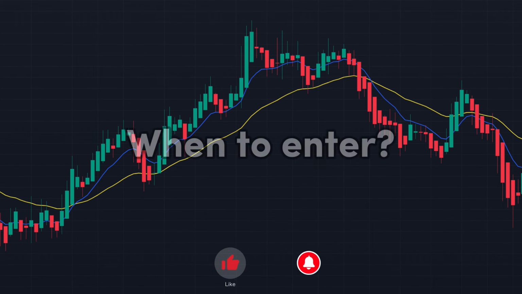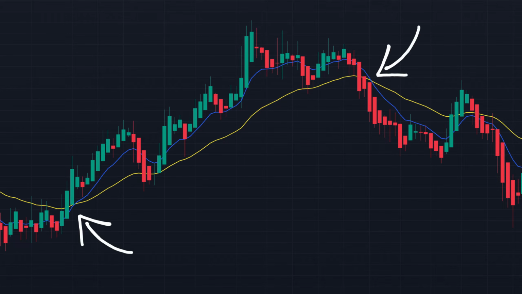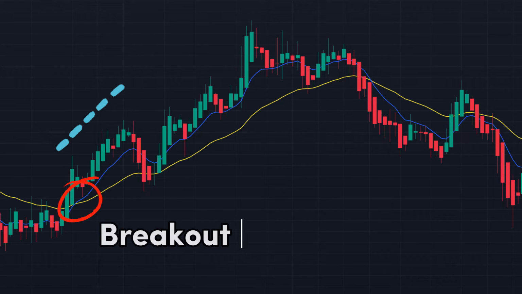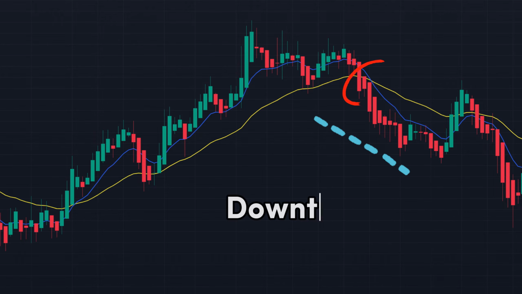First, we need to know when to enter a trade. And for that, we look for where these two EMA lines cross. If the short-term 10 period EMA line crosses above the long-term 30 period EMA, then it is a potential breakout to the upside. And if the opposite happens, then the price is heading for a downtrend.